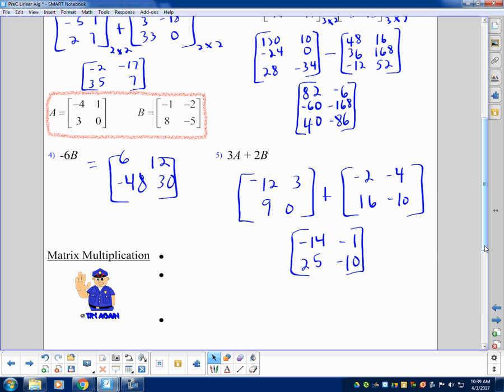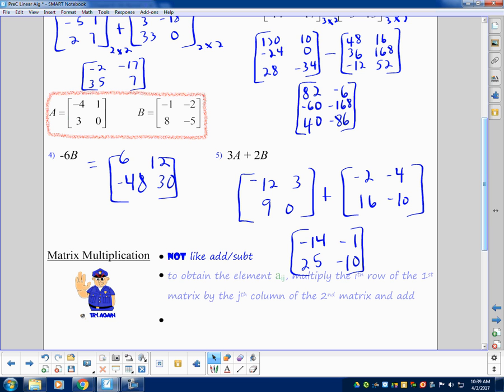Now, matrix multiplication. It would be nice if you could just multiply component-wise, but you cannot. You cannot multiply matrices component-wise. They don't operate that way. That's why this guy is here giving you a warning. Matrix multiplication is not as you think it might be. So it's not like addition and subtraction.